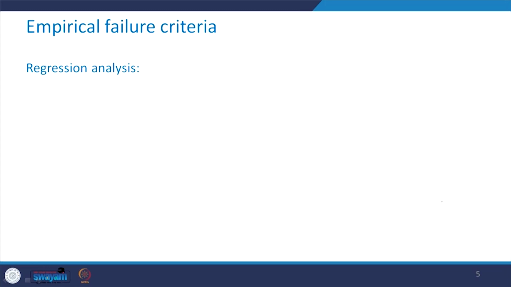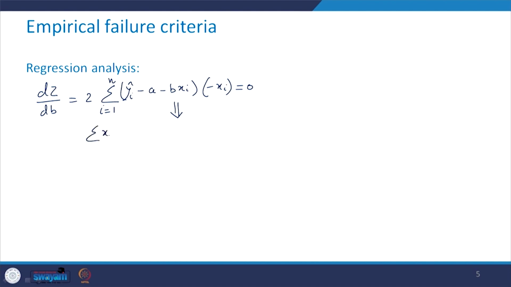Now we differentiate z with respect to b. So what we are going to get is this expression, that is 2 summation i equal to 1 to n (yi cap minus a minus b xi), and corresponding to this term I will have minus xi, and since I want to minimize z, I will make this equal to 0, and this is going to give me further summation of xi yi cap minus a xi minus b xi square, this whole bracket, which is equal to 0, and i is varying from 1 to n.